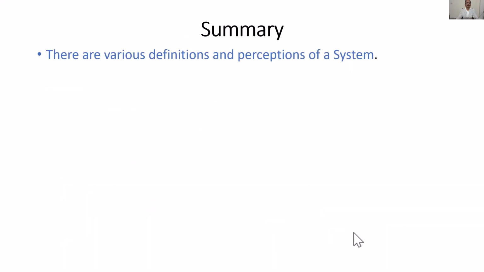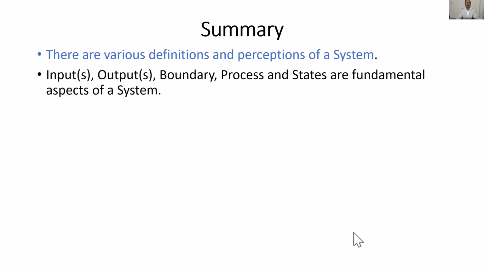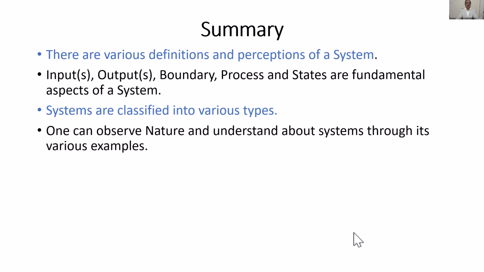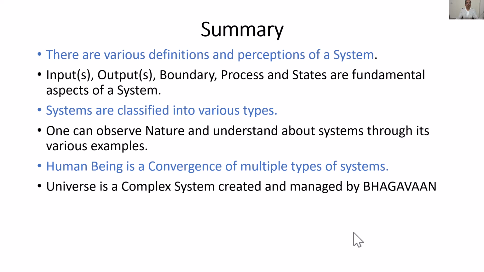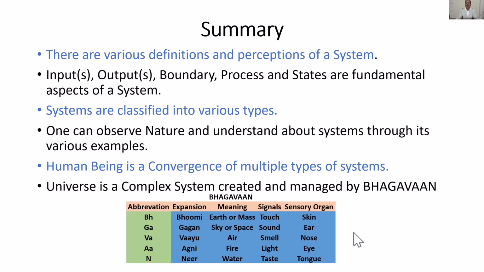So, in summary, there are various definitions and perceptions of a system. Inputs, outputs, boundary, process, and states are fundamental aspects of a system. Systems are classified into various types. One can observe nature and understand systems through the various examples that it provides. Human being is a convergence of multiple types of systems, which you can see in our body itself. Universe is a complex system created and managed by Bhagwan.